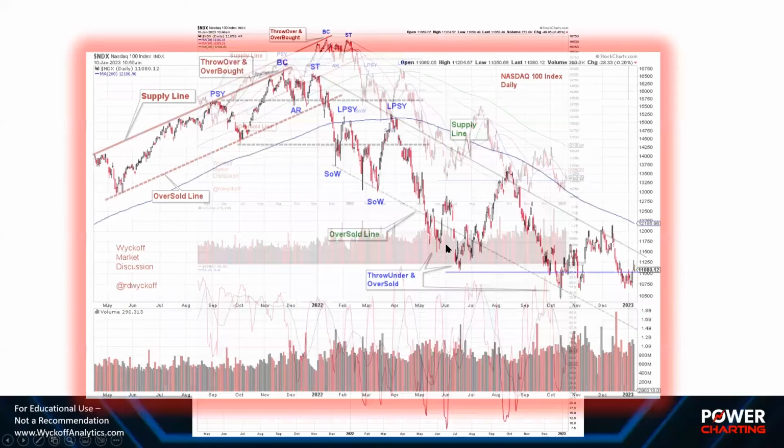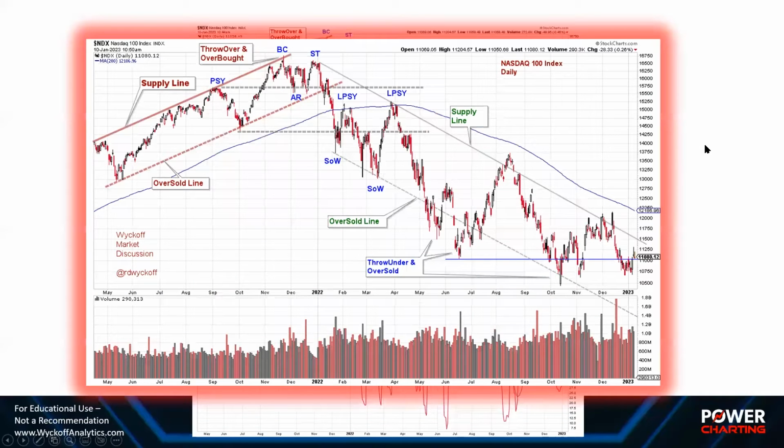Okay, and then here is the NDX. I'll just go right to this chart. The NDX is so interesting at this point. This is a chart I showed you a week ago when we talked about the outlook for 2023. Overarching supply line, rejected off of this level in early December, had a more important decline than the S&P, and almost got to the prior lows in October, and then held there.